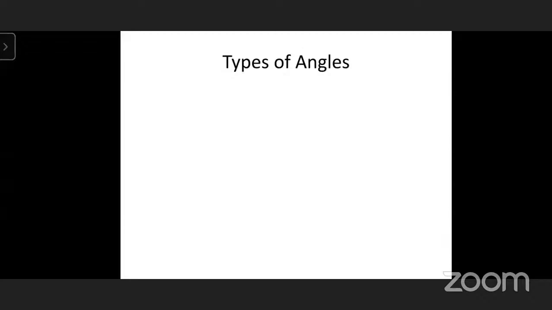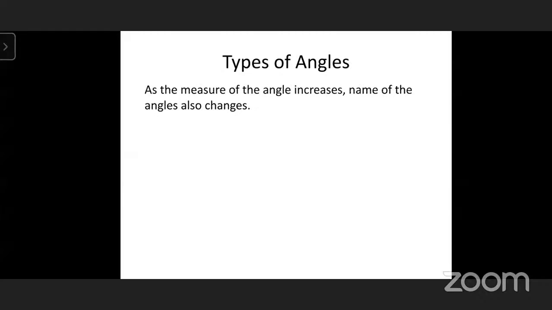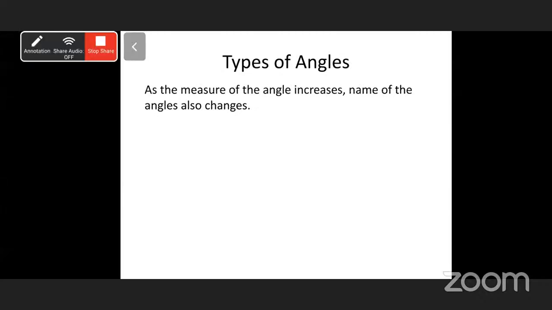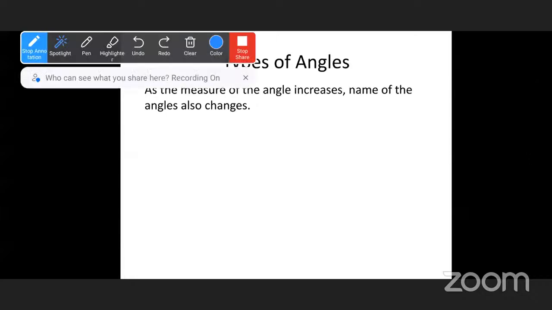Now we'll move towards the types of angles. You have already learned about three types: acute angle, right angle, and obtuse angle. First we'll revise these concepts and then we'll move to the other types of angles. See, as the measure of the angle increases, the name of the angle also changes. Now let's see how.